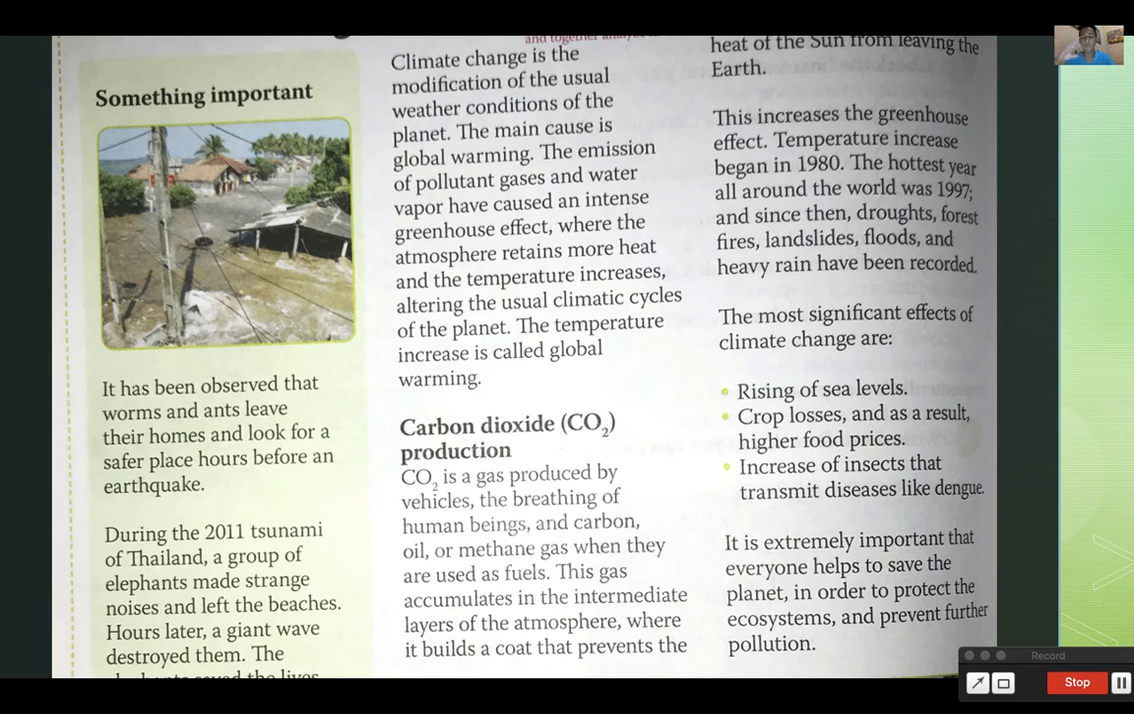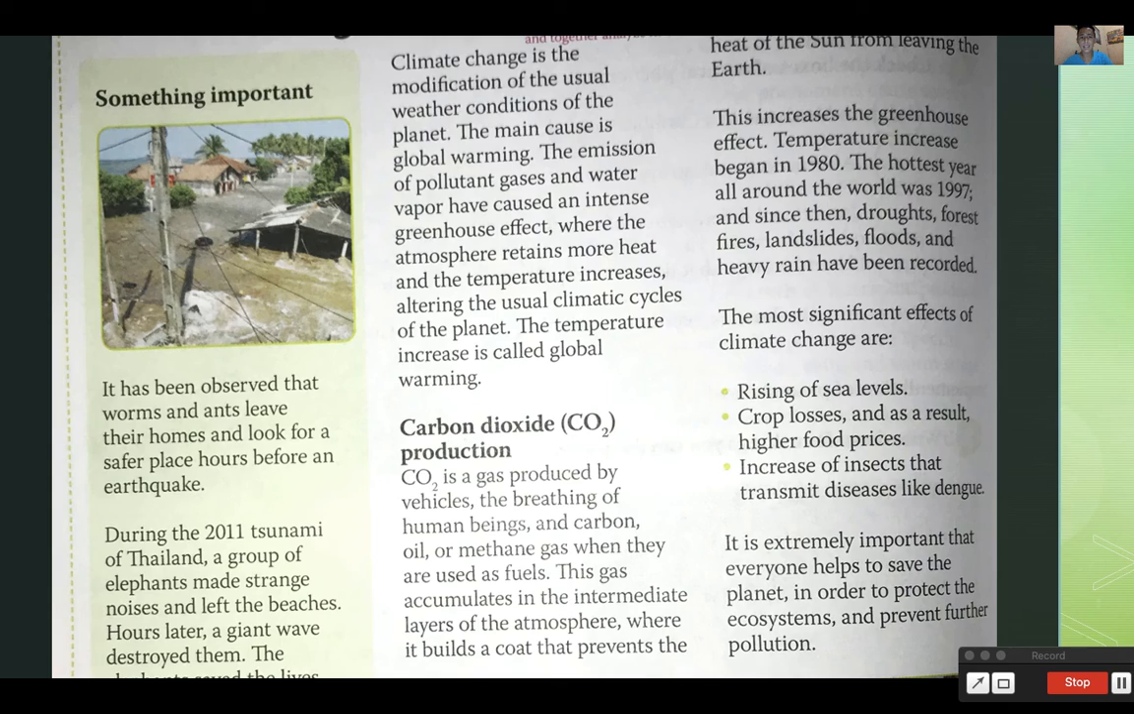Calentamiento global is one of the most important things that can cause climate change in an area or in the whole world. The emission of pollutant gases and water vapor have caused an intense greenhouse effect. We saw the greenhouse effect in the last partial, I remember that, where the atmosphere retains more heat. Heat is like golpe de calor, and temperature increases, altering the usual climatic cycles on the planet.